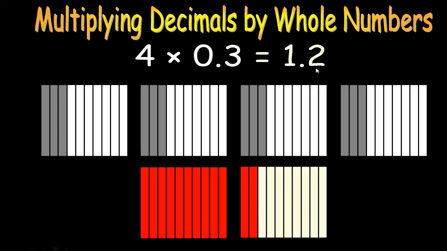I can use standard algorithm by multiplying 4 times 3, which is equal to 12. Then count the decimal digits in both factors. Here there is no decimal digits, 0 decimal digits, and here just 1. So we will put the decimal point after 1 decimal digit. So the answer again 1 and 2 tenths.